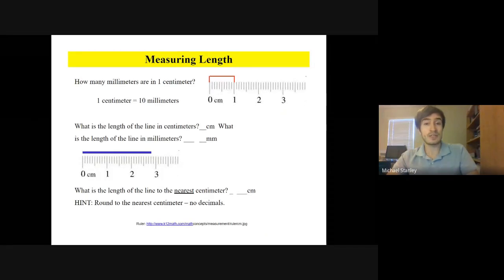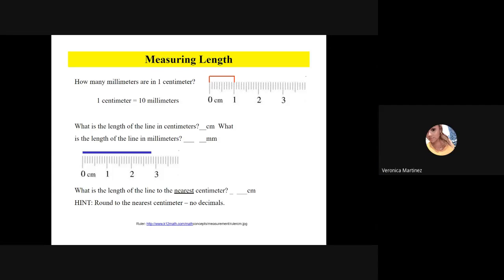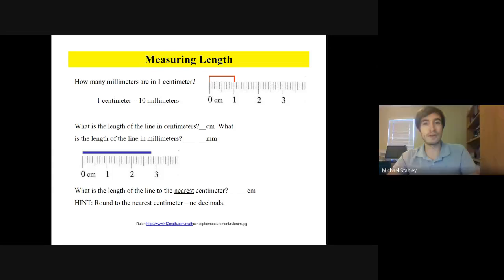So that is how scientists measure length or distance, by using meters and the bigger or smaller sizes of meters. Anybody have any questions about our length measurements so far? No, sir. All right, thank you.